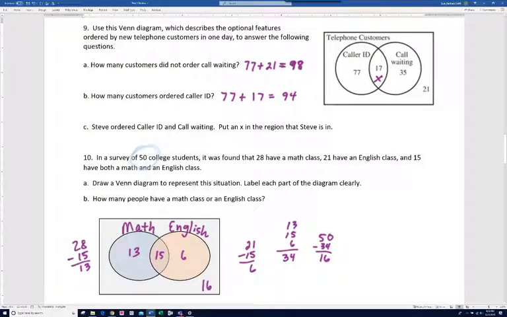All right, this is part 2 of our review for test 3. I didn't actually finish number 10. We still have part B. It says, how many people have a math class or an English class?